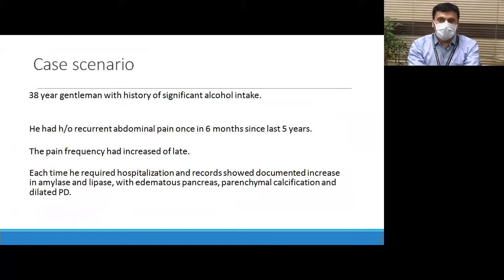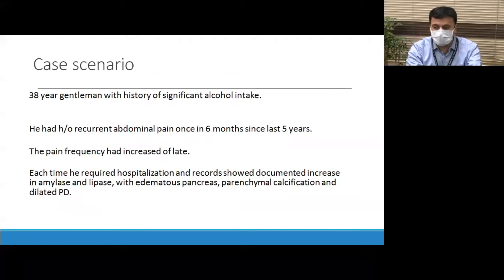There is a 38-year-old gentleman who presented to the emergency department with a history of recurrent abdominal pain for the past 6 months. It occurs once in 6 months for the last 5 years. Recently his pain frequency has increased over the last 3 to 6 months, and this time he has presented with acute onset severe epigastric pain radiating to the back that is relieved on leaning forward, with associated vomiting. There is a history of significant alcohol intake, and for each episode of this pain recently he has had recurrent hospitalization. When we reviewed the records, they showed an increase in amylase and lipase level, and abdominal imaging of the pancreas showed parenchymal calcification of the pancreas with surrounding edema, and a dilated PD.